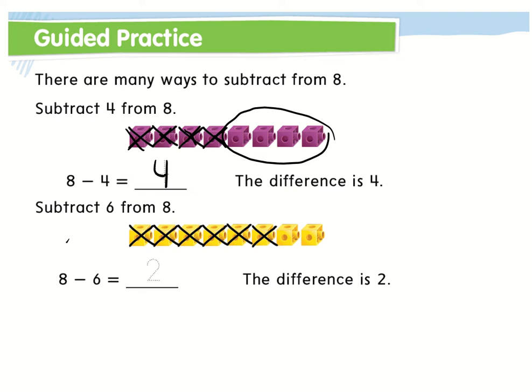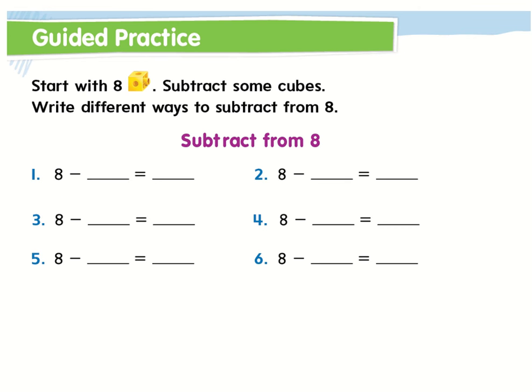Next one, if I subtract 6 from 8, my picture on the bottom shows that I have 8 altogether. They took 6 away, and then we have 2 left up on top. So they're making 8 and then taking those 6 away.